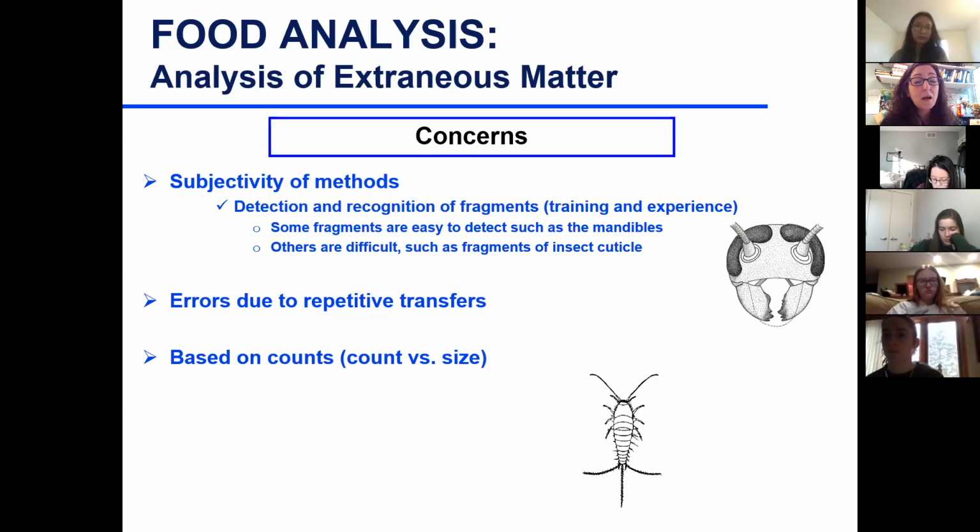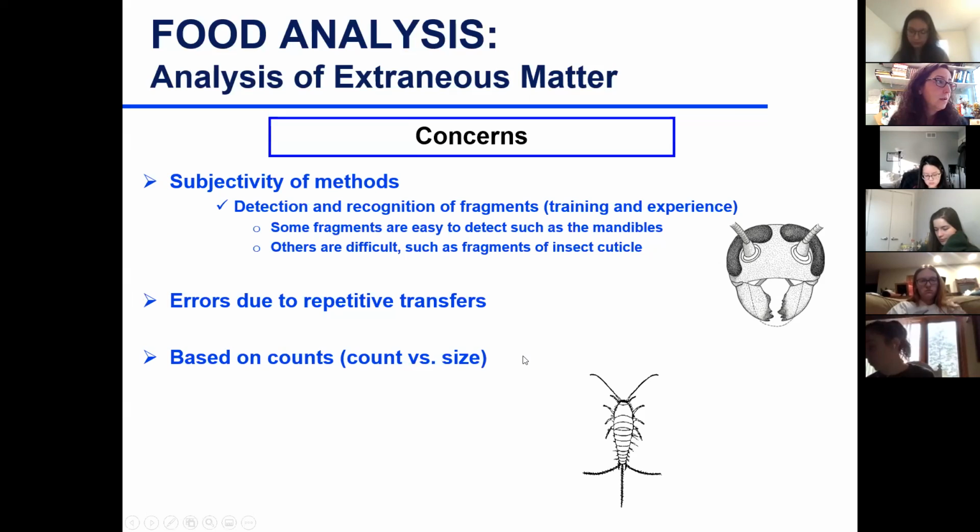The methods that are involved require a lot of filtration and transfers, so there could be losses there. And often, it is based on counts. And you count regardless of size. One insect counts as one, and one fragment of an insect counts as one. And you have different sizes of insects, obviously, so that is also a concern.